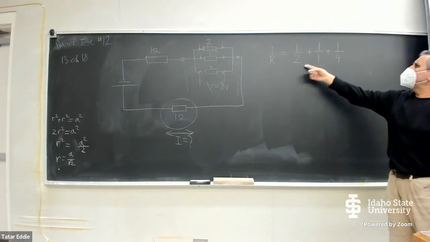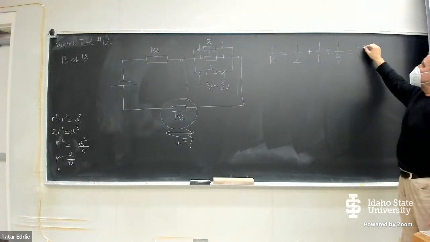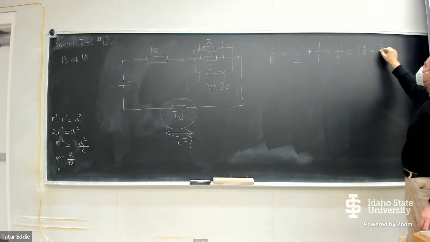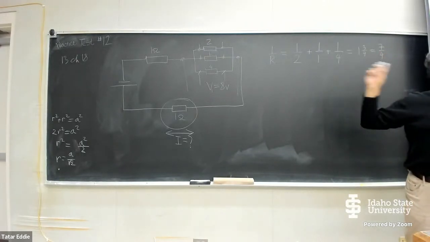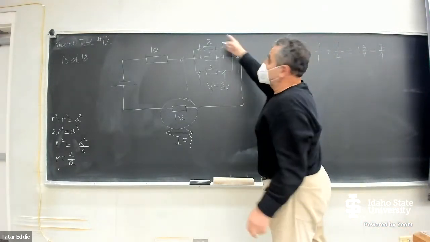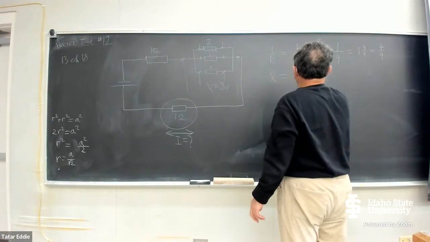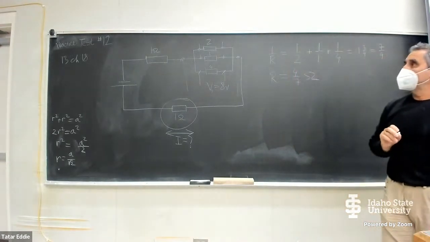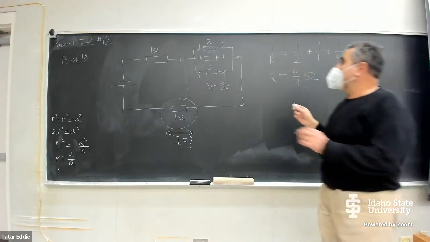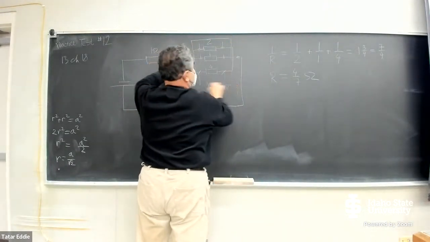So 1 plus 1/2 plus 1/4 is 1 3/4, right? In other words, it is 7/4, but this 7/4 is the inverse of the resistance. So the resistance of that combination in the circle has to be 4/7 ohms. And now the things are not difficult, because you have one resistor with value of 4/7.